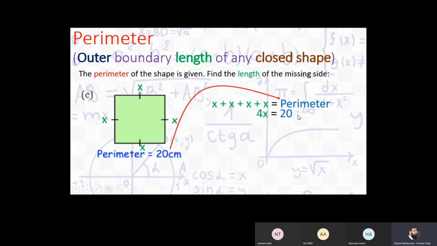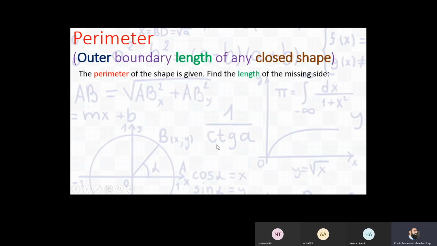So 4x will be equal to 20. That's why we'll be dividing 4x by 4 to get rid of this 4. So x will be equal to 5 centimeters. This will be your answer.